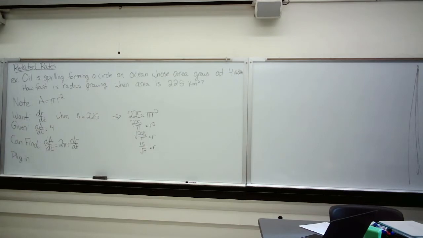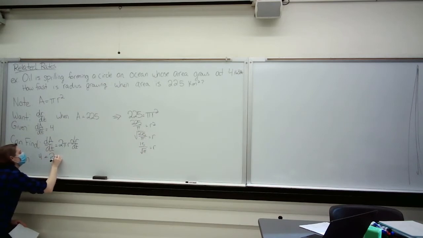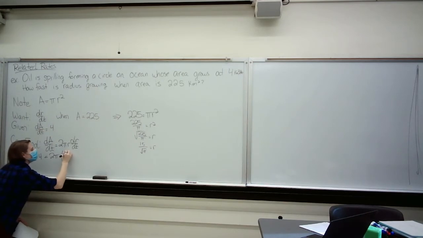Okay? So, I'm looking for my dr over dt. I have my dA over dt. I have my r. I have everything I need. So, I can plug in. dA over dt is 4 equals 2 pi, my r is 15 over square root of pi, times dr over dt.